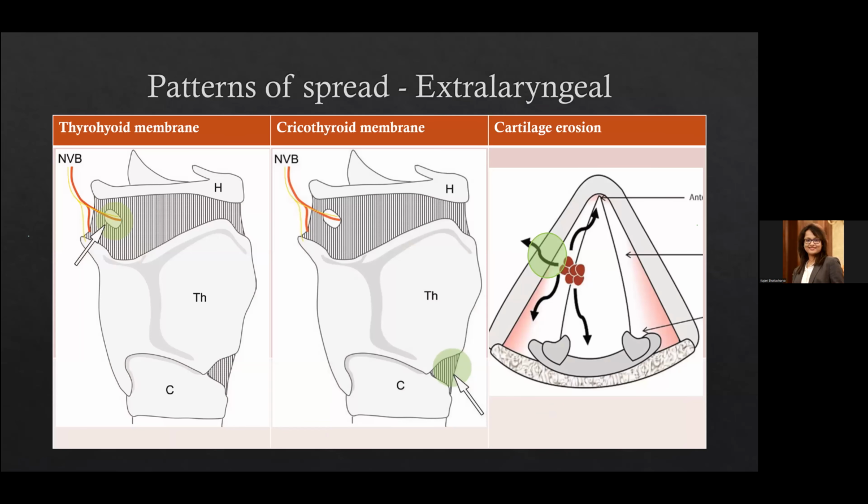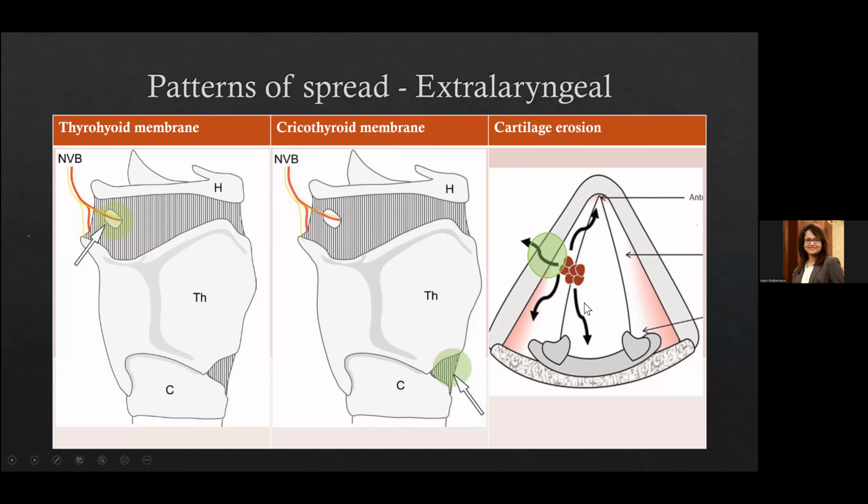Next are the patterns of extralaryngeal spread. The extralaryngeal spread happens in any of three ways. First is through the thyroid membrane. This is the weak part of the thyroid membrane where the neurovascular bundle is in close relation, and from here the disease generally goes across the thyroid membrane and shows an extralaryngeal extension. The second is the cricothyroid membrane, where it can go anteriorly, as I showed in one of the previous cases. Or it goes directly through the cartilage, that is, it destroys the thyroid cartilage and goes out, so it shows a through and through extension.